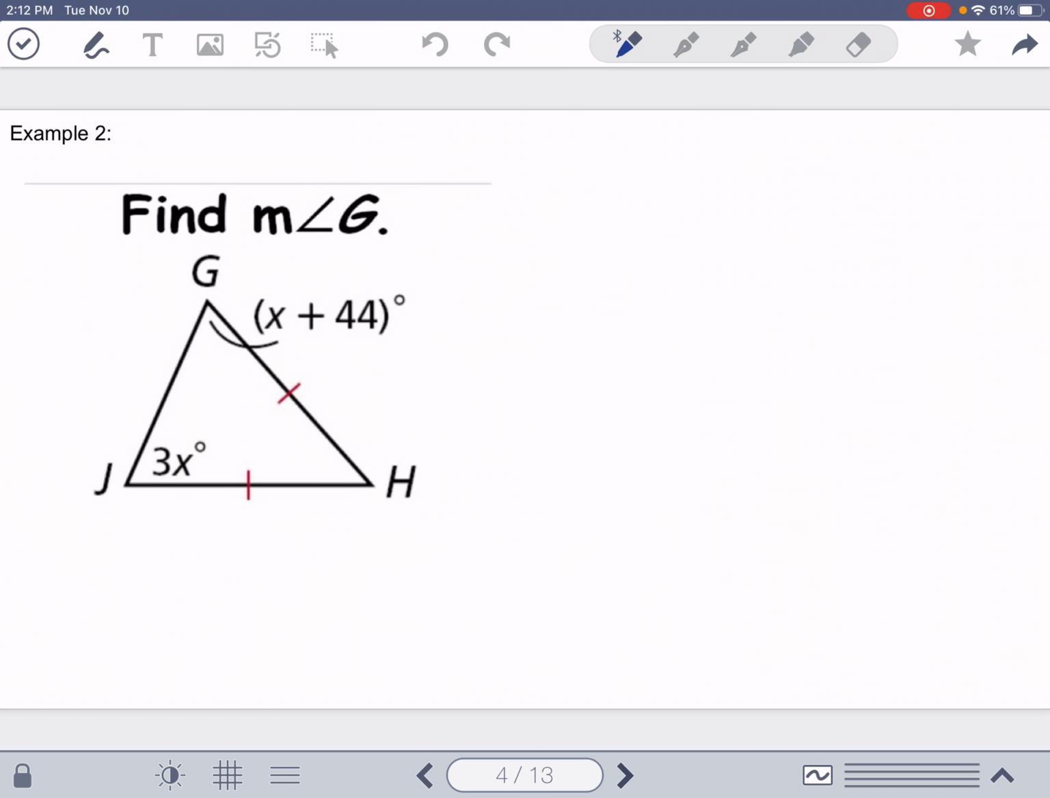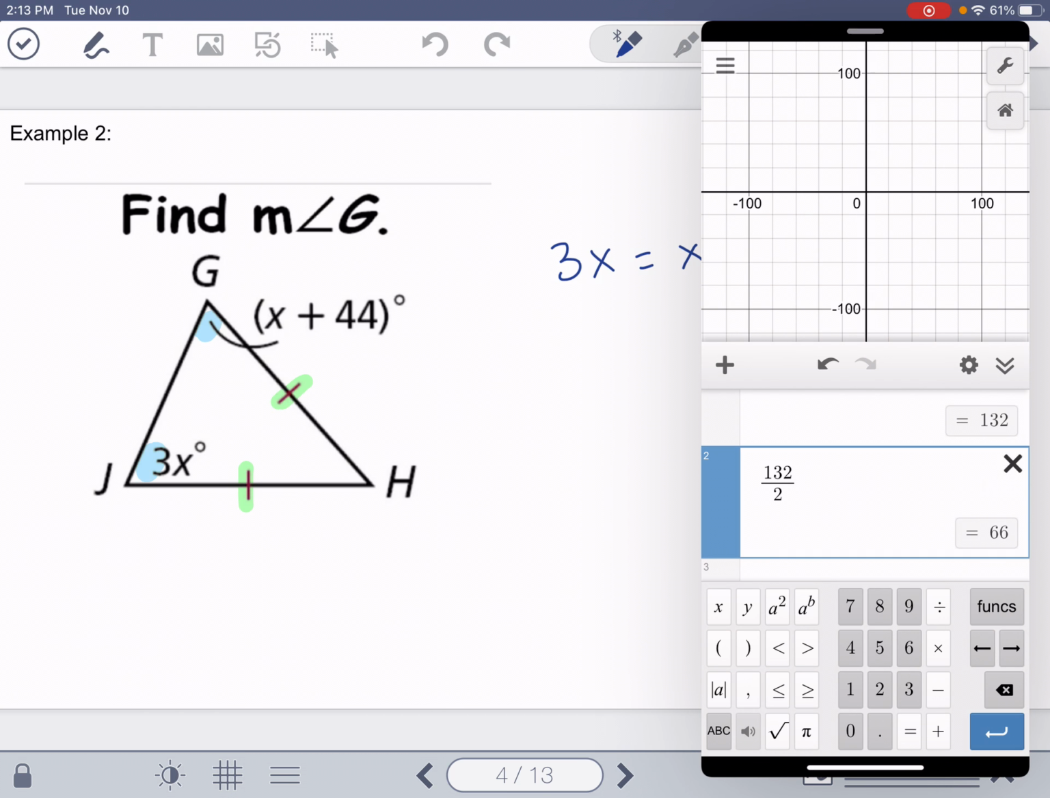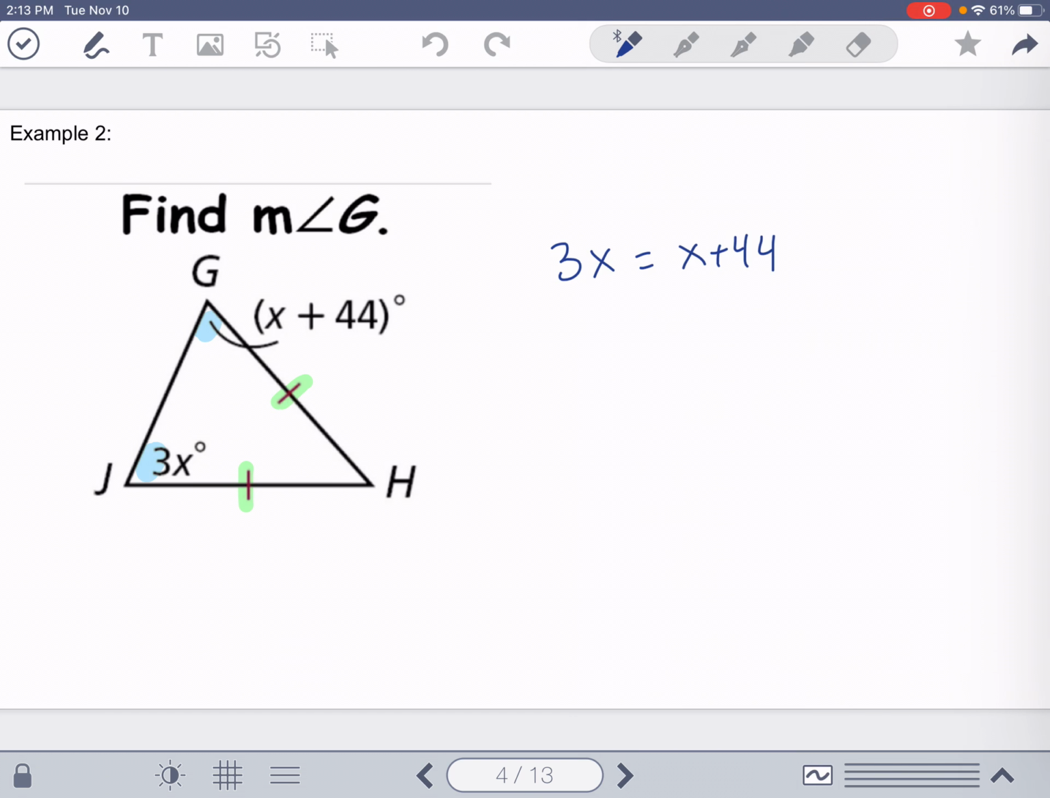Another example you might run into is, I've got my isosceles triangle here. So that tells me that angle G and angle J are congruent. This go round, I'm going to say 3x equals x plus 44 because they're congruent. Now, I'm going to type that in. 3x equals x plus 44. X equals 22.